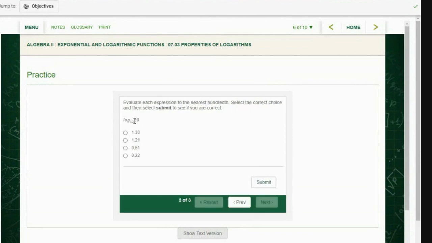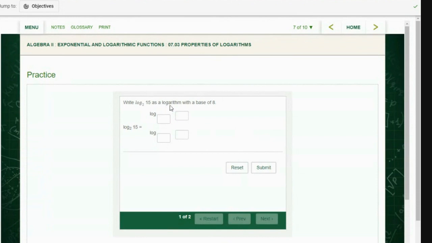Here's another one. Log base 12 of 20. Which number do you get? That one's a little trickier. Not on your calculator, just guessing. It's a little trickier to guess than the last one. So you have those. Then you have another page over here with more practice problems.